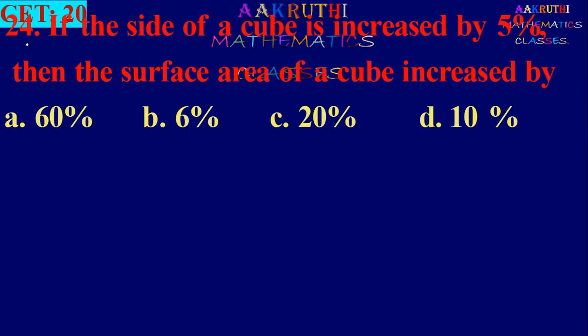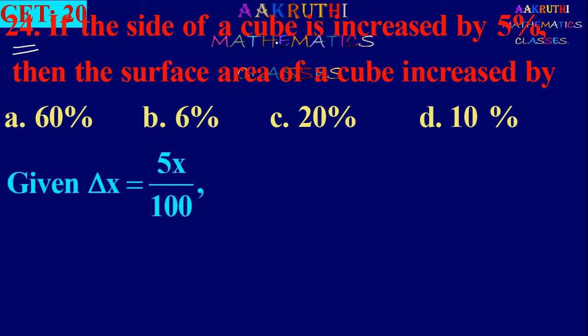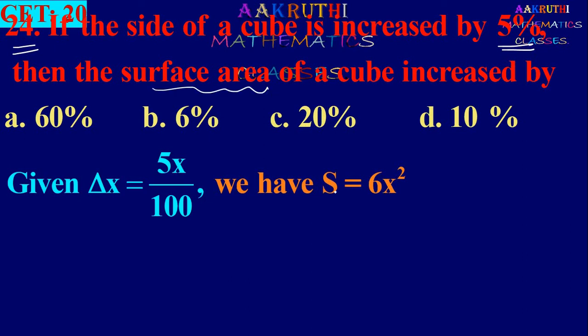So next, question number 24, and this is from CET 2020. If the side of a cube is increased by 5%, then the surface area of the cube is increased by, so it is 60%, 6%, 20% and 10%. So here it is given that the side of a cube is increased by 5%. So we take delta x equal to 5 by 100 of x. So that is the change in the side. So we have to find the percentage increase of surface area. So we take the surface area formula S equal to 6x square.